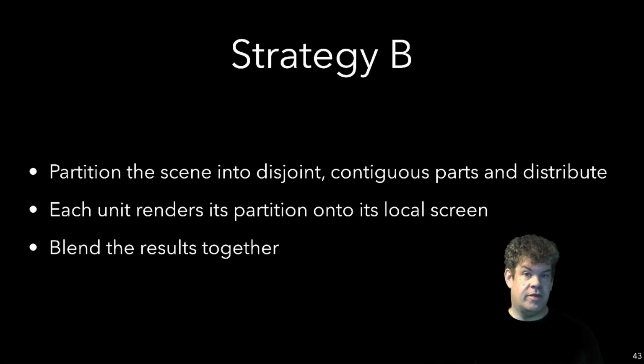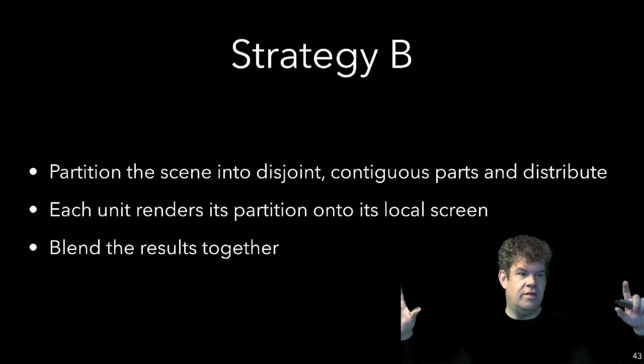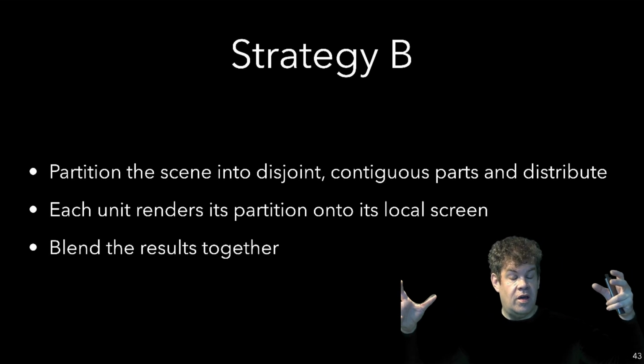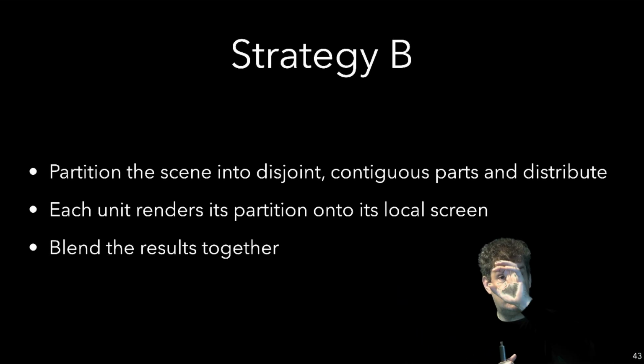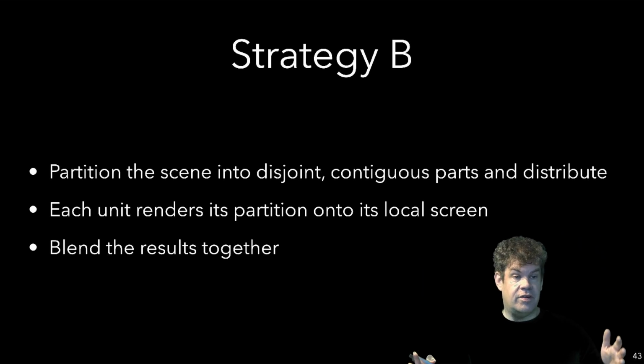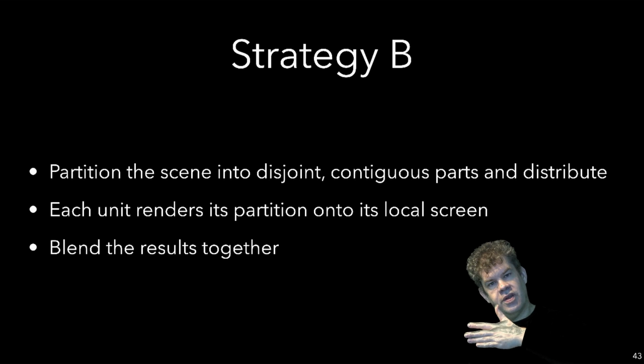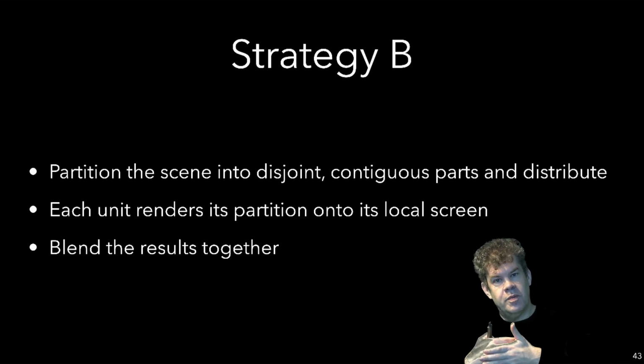This is a very viable strategy, but this blend results together, this one simple sentence here at the bottom, can be extremely tricky, right? If you just think about this, you have a cluster of 1,000 machines, and everyone generates a part of the scene, but not just a tile. It generates the entire scene, right? Let's say you want to render a 1,000 by 1,000 pixel image. So each and every one of your nodes will generate 1,000 by 1,000 pixel images that need to be blended together.